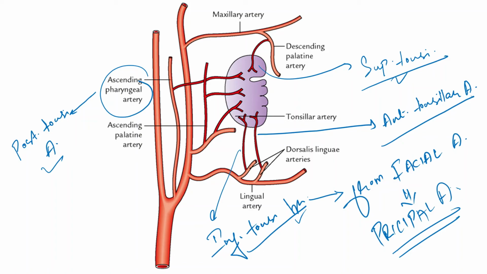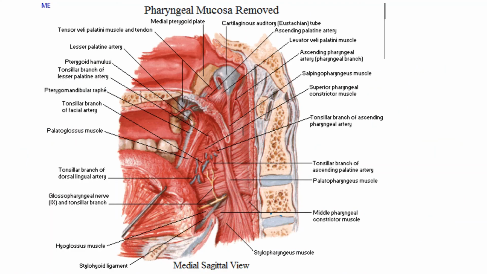Moving next, this is the atlas view where we can make out the arteries supplying the tonsil. This is the deep dissection showing the arteries in the tonsillar fossa. As I've already told you, the branches from the ascending palatine, the ascending pharyngeal artery, and the tonsillar branch of the facial artery. This tonsillar branch of the facial artery, as I've already mentioned, is very important as it is called the principal artery. So this is about the arterial supply.